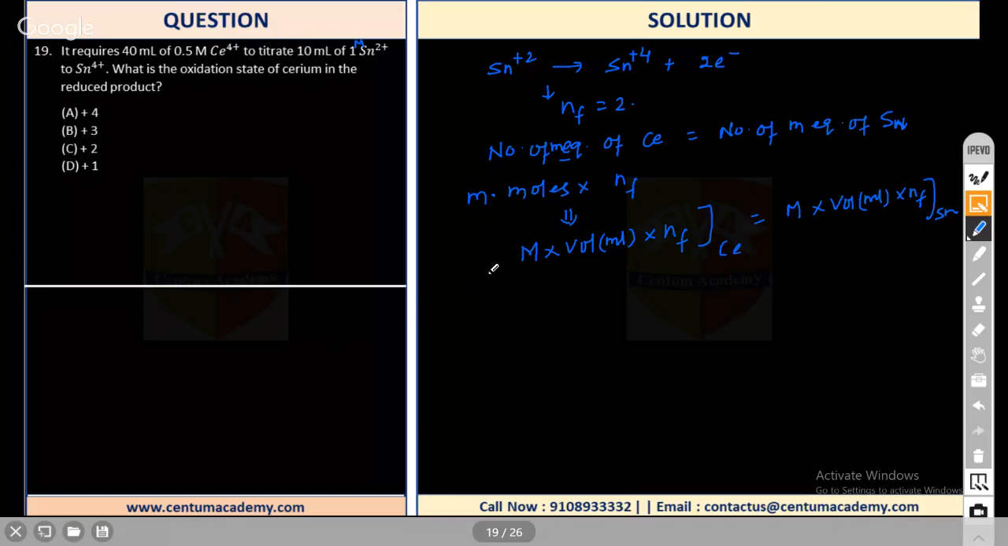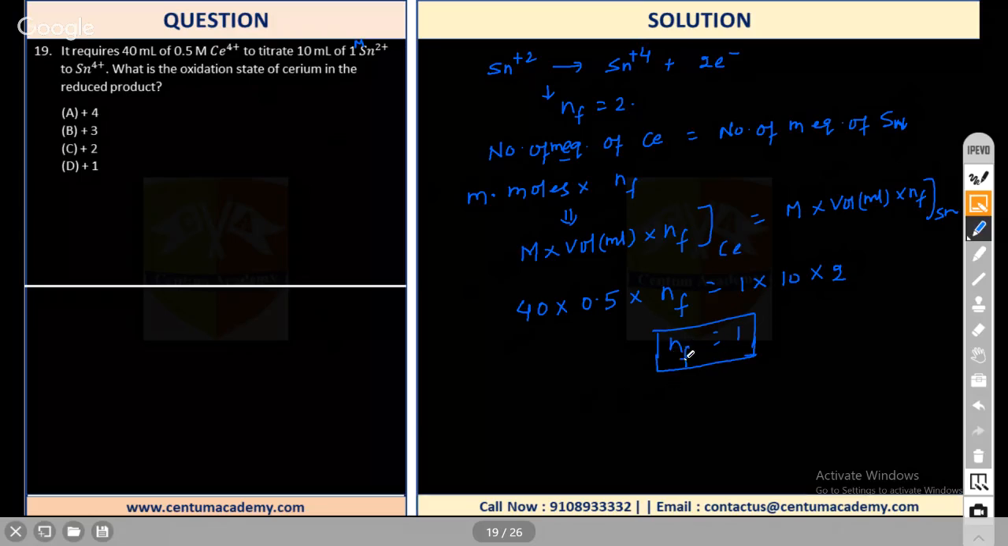So for cerium it is given that we have 40 ml volume into molarity 0.5, N factor we do not know, is equal to molarity 1, volume 10, and its N factor is what? We have calculated 2. So N factor of cerium, if you see, we'll get 1. This is the N factor of cerium.